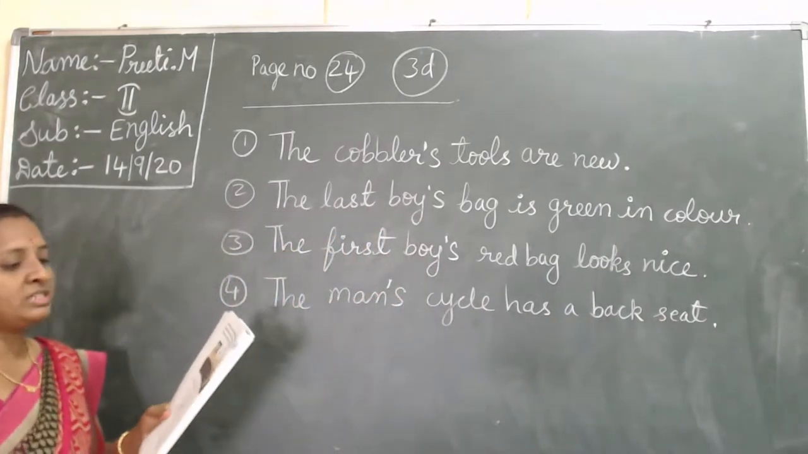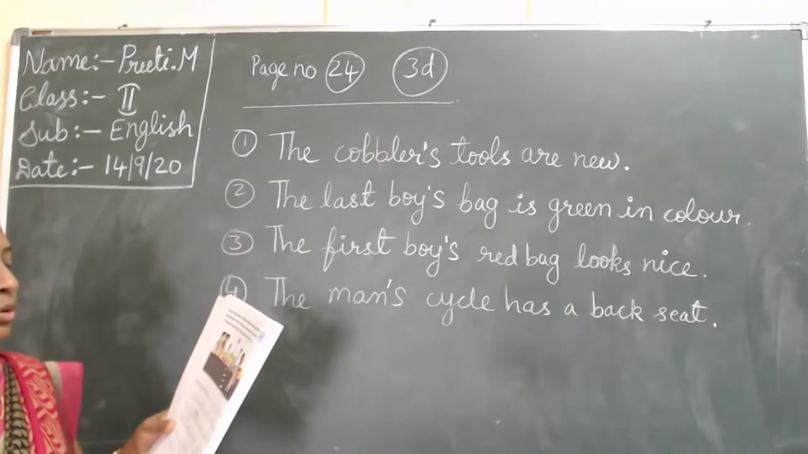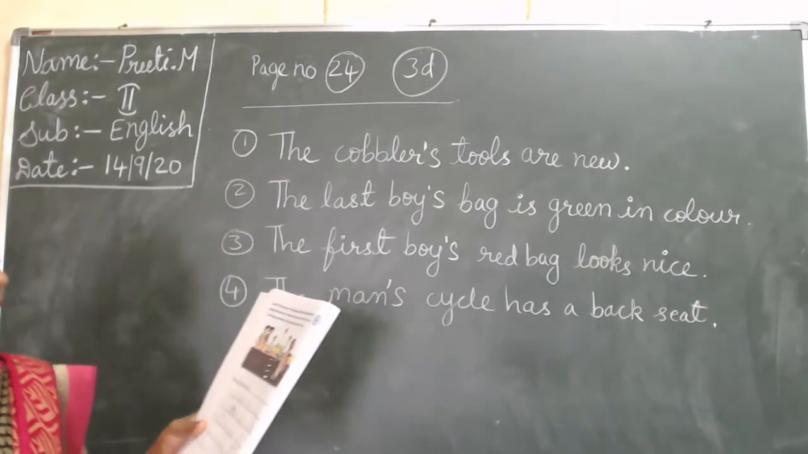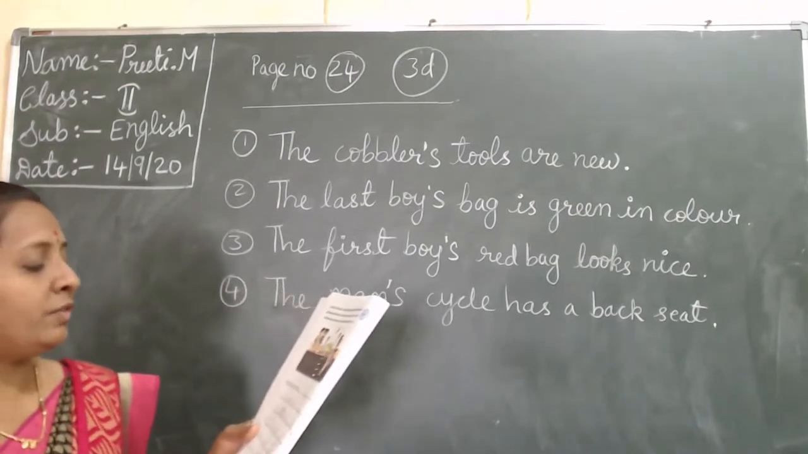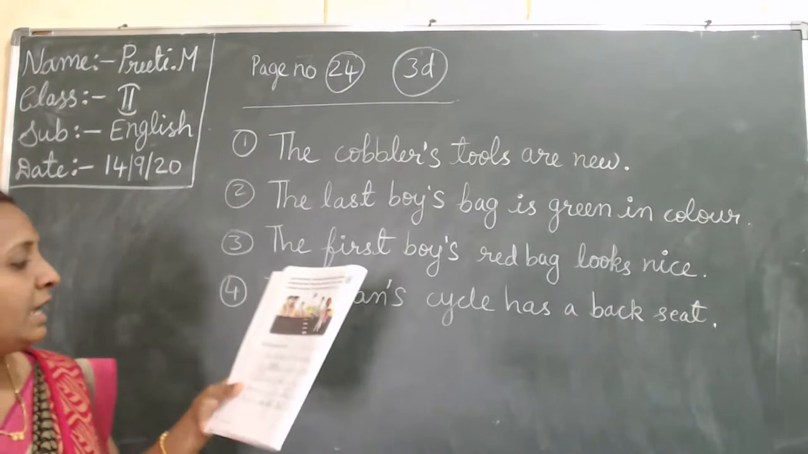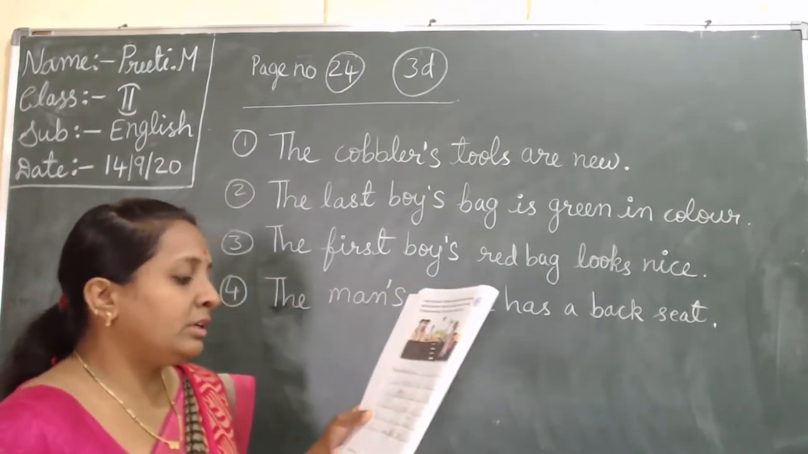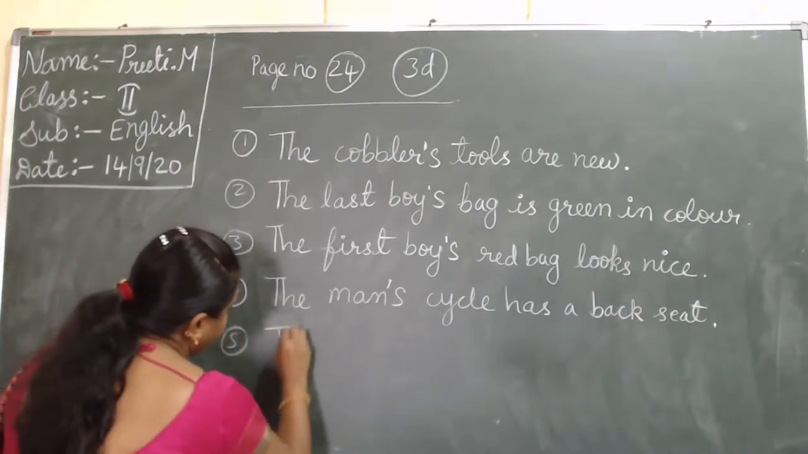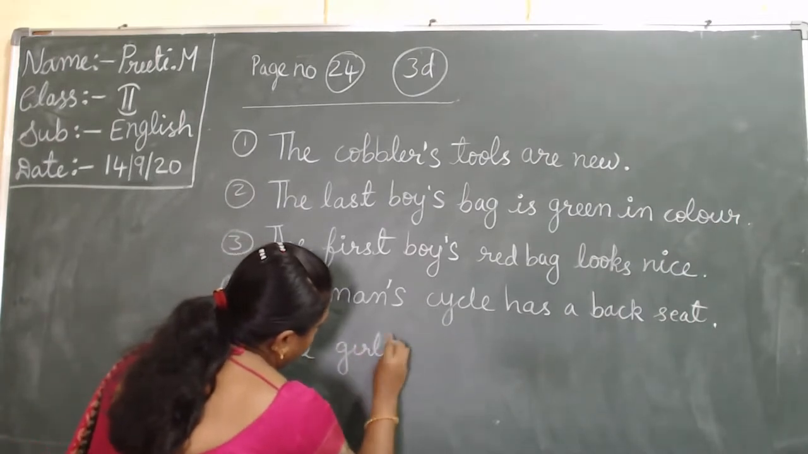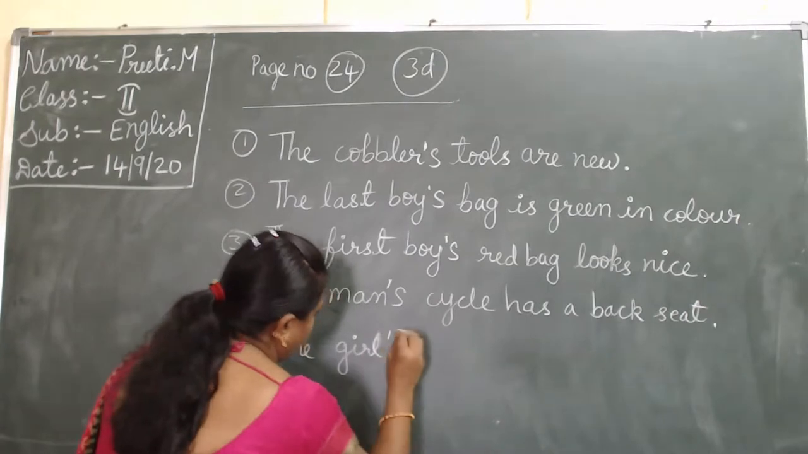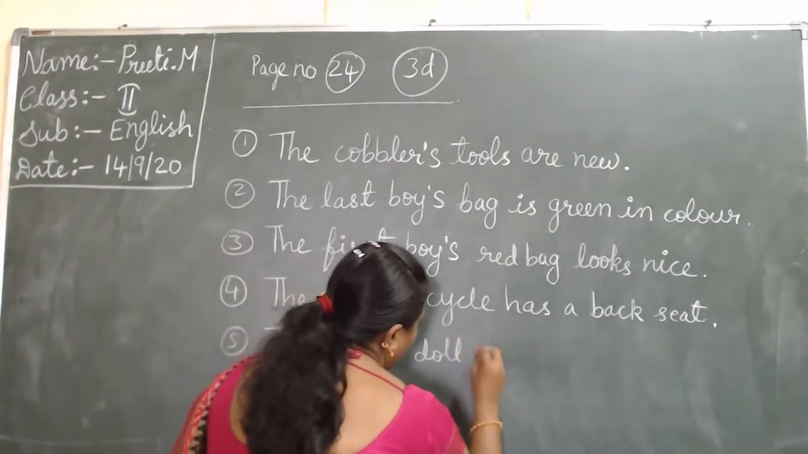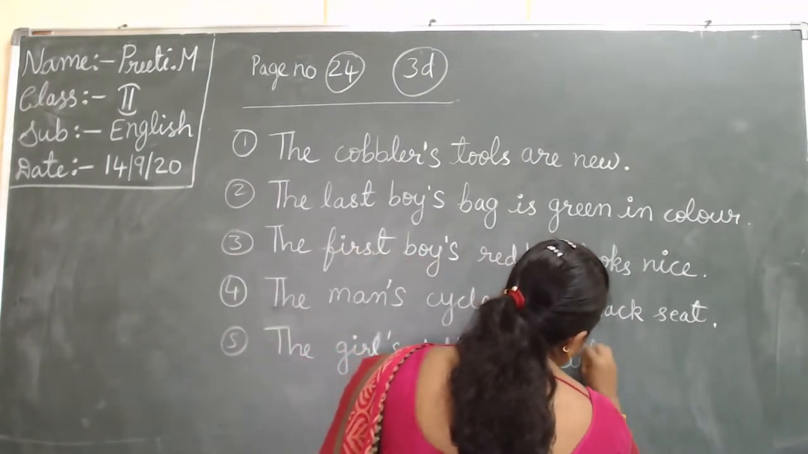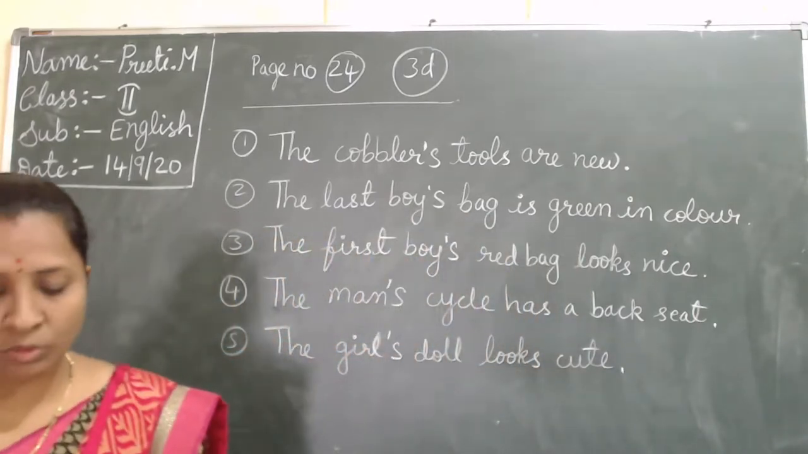Now next, what can you see? The boys' picture, the cobbler's picture and the man's also. And next, parents are going with the daughter. And what can you write? The girl's doll, they have already given, the girl's doll looks like a cat. Now you can write: the girl's doll looks cute, no? The girl's doll looks cute.